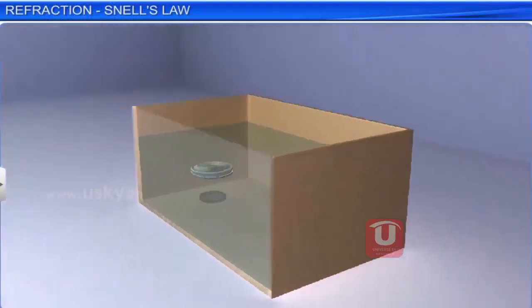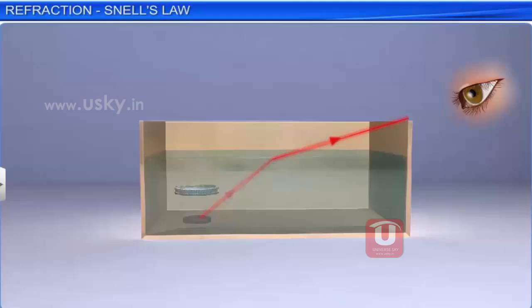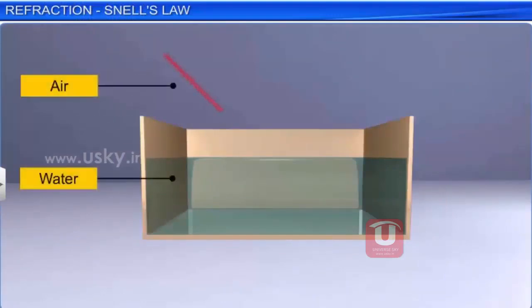Some of the rays of light from the coin, while traveling from water to air, bend at the water-air interface and reach the eye. This makes the coin visible again by giving the impression that the object is at a different location. While passing from one transparent medium to another, an obliquely incident ray of light bends at the interface of the two media. This phenomenon is called refraction of light.